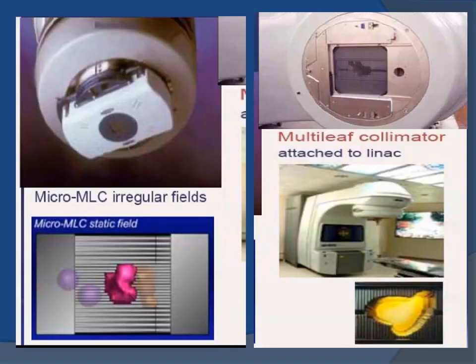This is a multi-leaf collimator which is located at the head of the radiotherapy machine. The function of the multi-leaf collimator is to simulate the tumor as seen in the CT. It makes the radiotherapy beam take the same shape as the tumor, so it prevents the radiation from passing through the adjacent normal tissue.